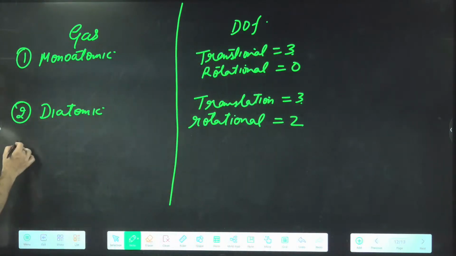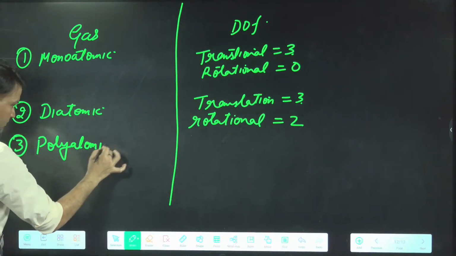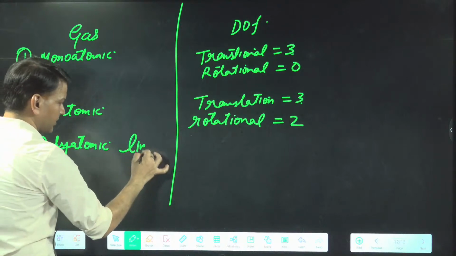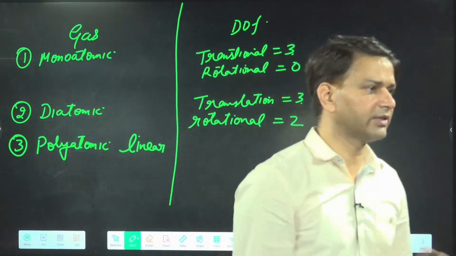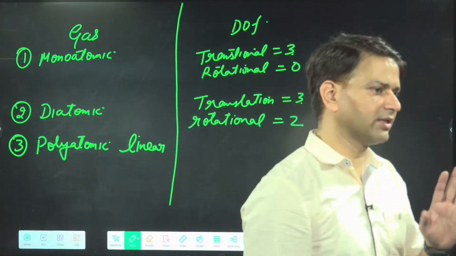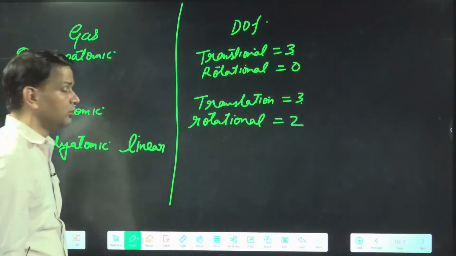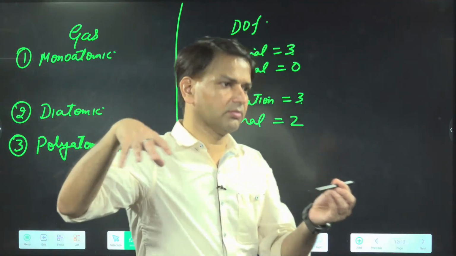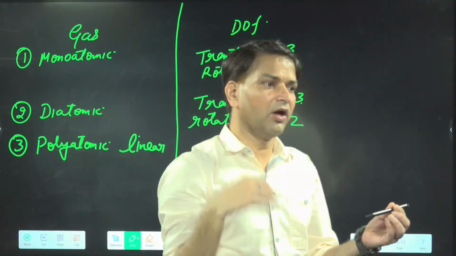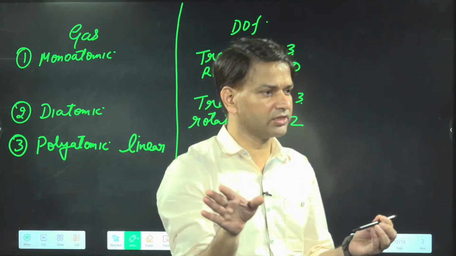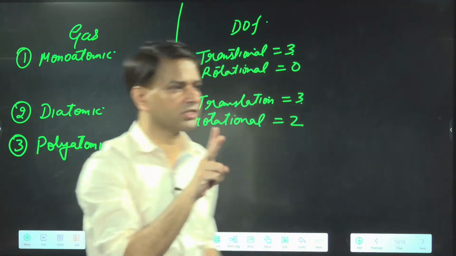Okay, and third one, polyatomic. Polyatomic linear. Here I am saying linear, but in the exam if they are using polyatomic only, we will always consider polyatomic non-linear until they mention polyatomic linear. Polyatomic linear means it has more than 2 atoms, but they are lying in one line, which means along one axis. Along the axis they are lying, the moment of inertia is 0. So 1 degree of freedom becomes 0. Now only 2 axes remain. So 2 rotational, 3 translation.